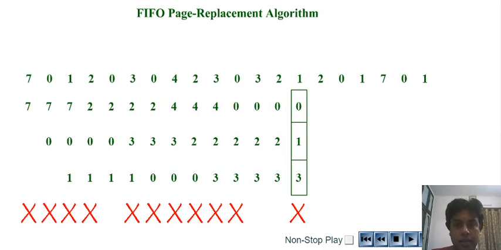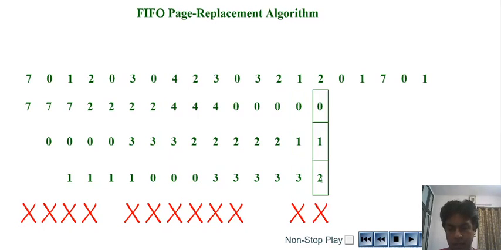Next is 1. So now you can see 1 is not there in my memory, so I am going to replace it with 2. So I got it here as 1, which is called a page fault. Next number is 2. So now for 2, 3 is going to get replaced with the 2 because that is not found, and hence a page fault has occurred.